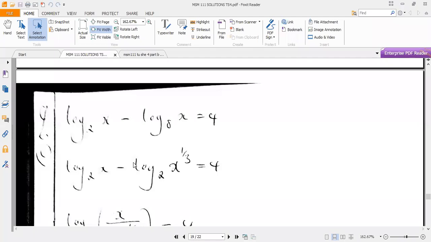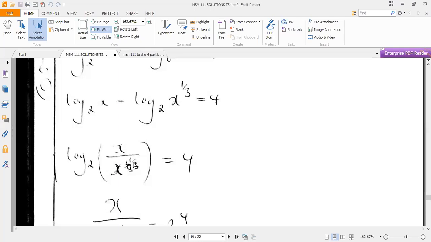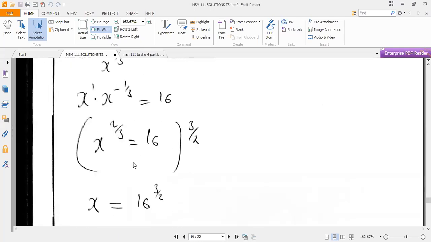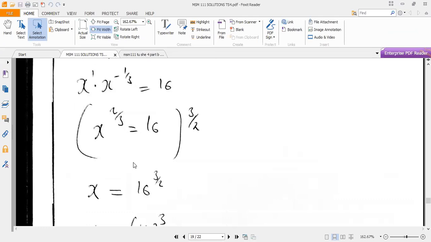So for question 6, it's the same principle, isn't it? You just concentrate on the same thing. Use the same tricks or the same logs. Let's go to question 7.